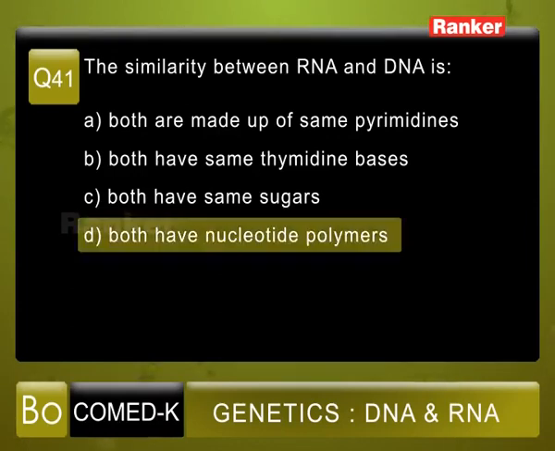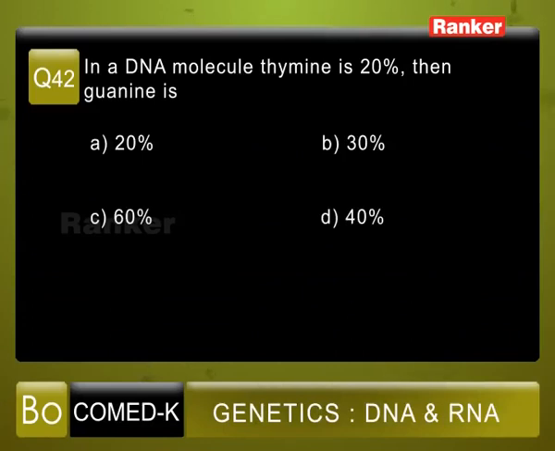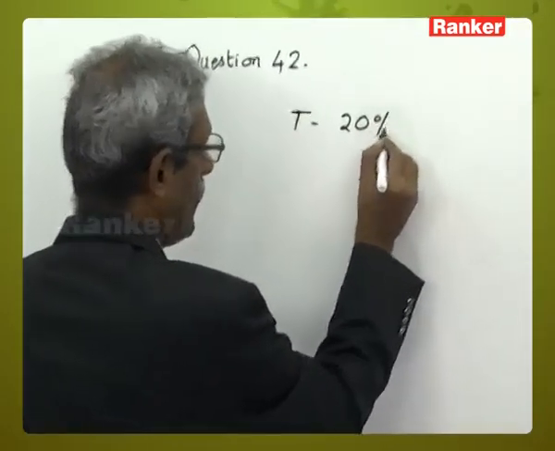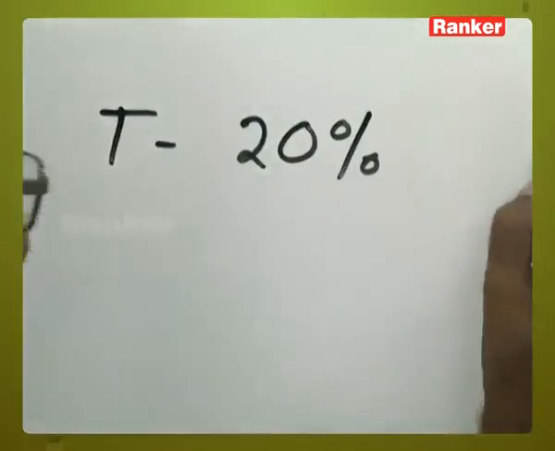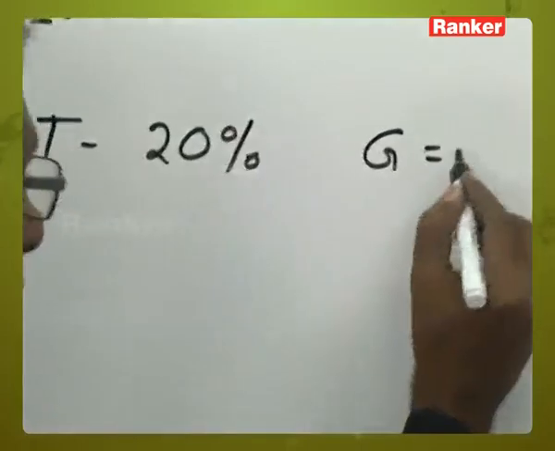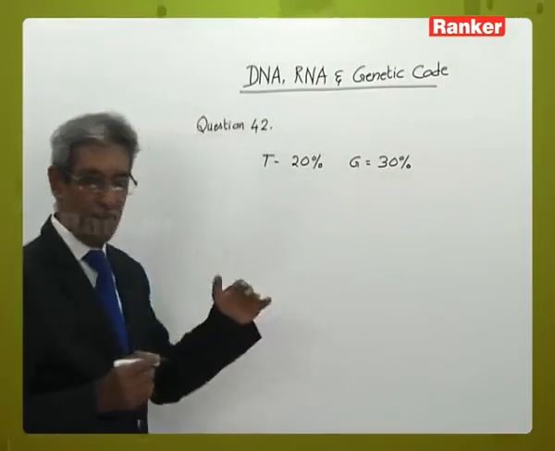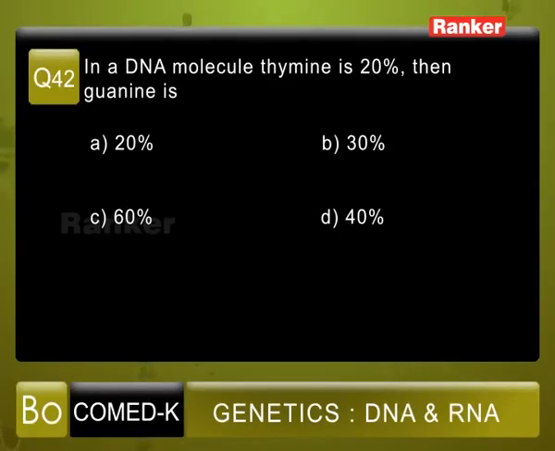Answer is D. Question number 42: in the DNA molecule, thymine is 20%, then guanine needs to be, the correct answer is, 30%. So 20 plus 30 will make 50, and the other side you get 50, hence it is 100%, hence the answer is B.